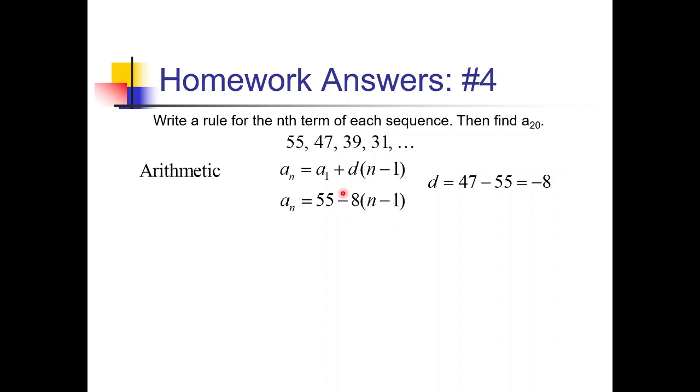Distributing our -8, that's going to be -8n plus 8. Careful with those double negatives. And then 55 plus 8 simplifies to 63. So we have -8n plus 63. That'll be our a sub n term. Now to get the 20th term like they're asking for, we'll just plug in 20 for n. So a20. And then we've got -8 times 20, which is -160, plus 63 is going to be -97.